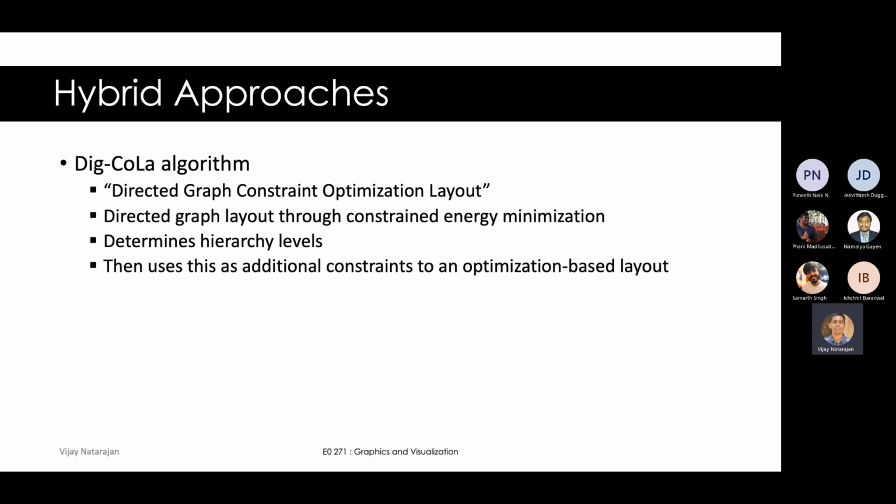There are approaches that begin from this idea and improve it. The Dickola algorithm is one such. This is called the directed graph constraint optimization layout. So what it does is it first of all identifies hierarchy in a coarse manner, and it uses this hierarchy as a constraint, and then calls an optimization-based layout, such as a force-directed layout. So the nodes don't have the freedom to go wherever they want. They are restricted to some hierarchy, to some levels, and within that they can move.